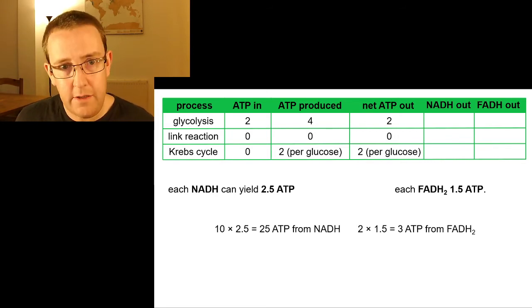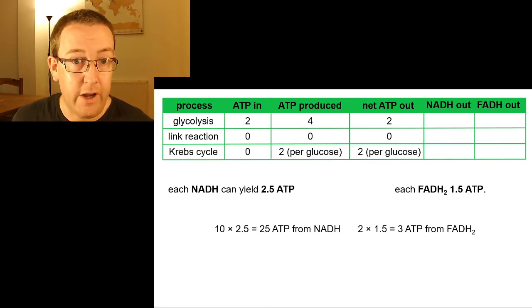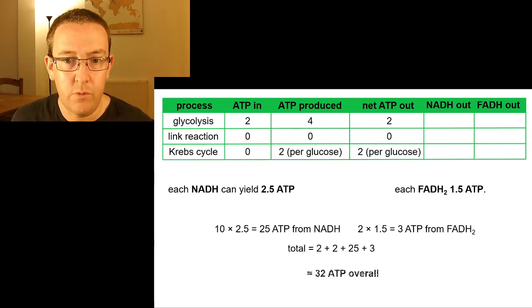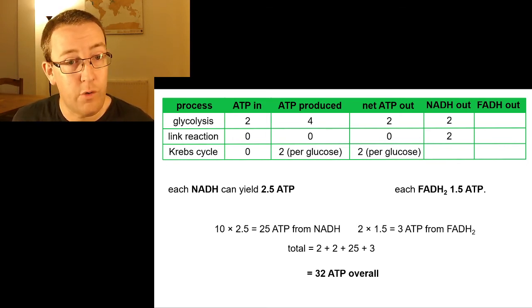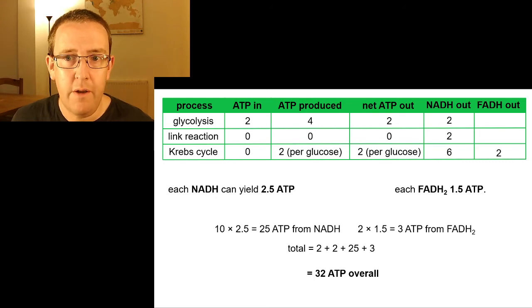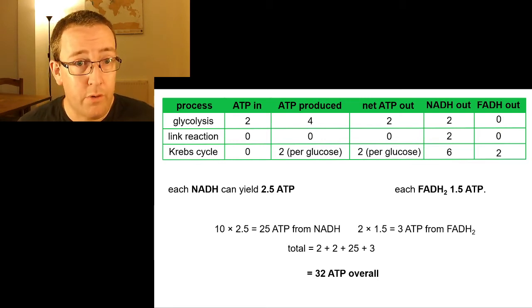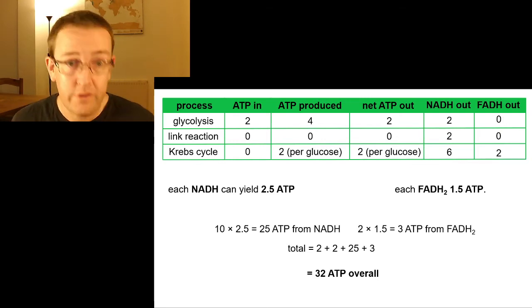If you add in the ATP from the substrate level phosphorylation, the 4, so that's the 2 from glycolysis and the 2 from the Krebs cycle, right? You get 2 plus 2 plus 25 plus 3, which is 32 overall, because as you should have worked out from the last 3 videos, we get that many NADH and FADH out of the process up to the point before the electron transport chain.